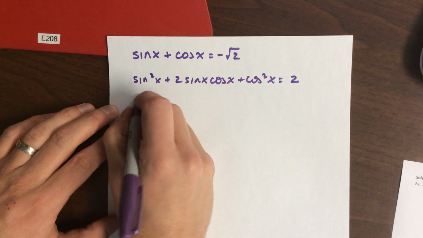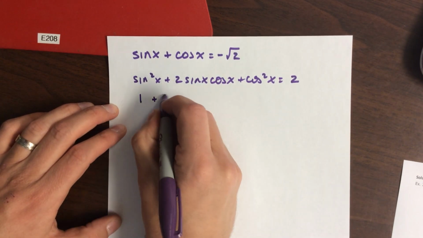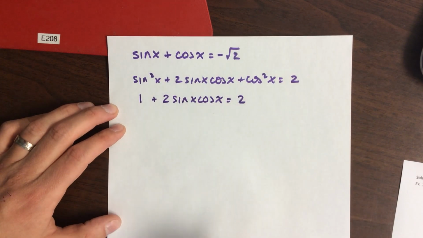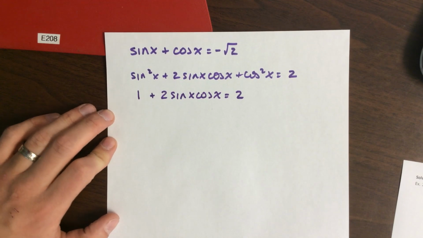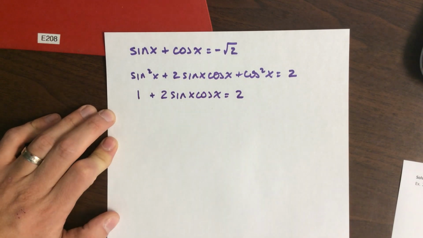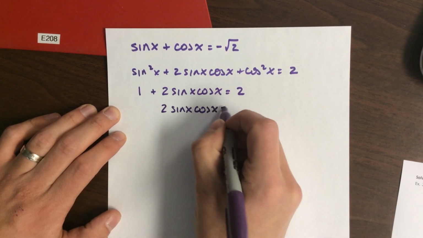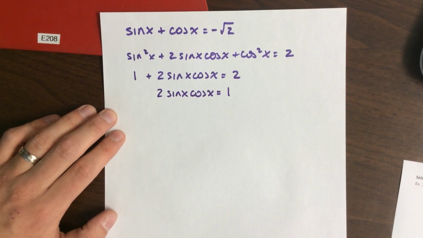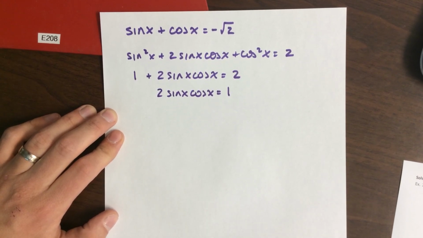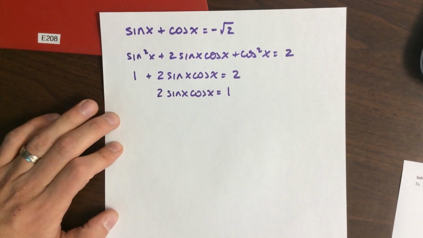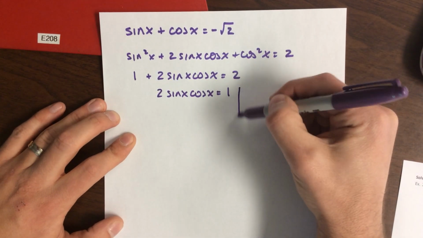Sine squared plus cosine squared is 1. Subtract the 1. Now here, we have to use the double angle formula. Doesn't work if we divide by 2. I'm going to do this both ways to show why one doesn't work.